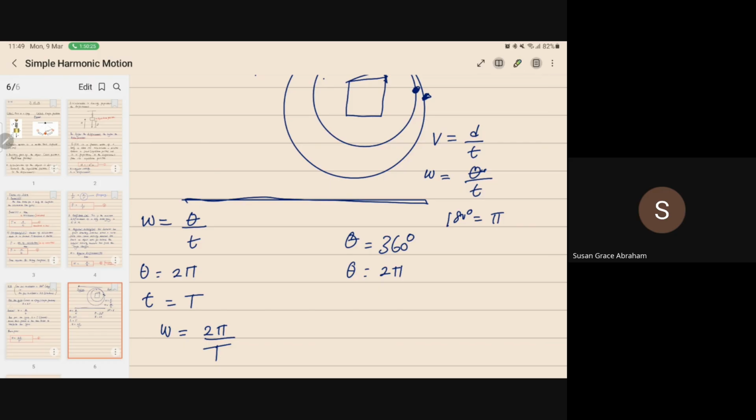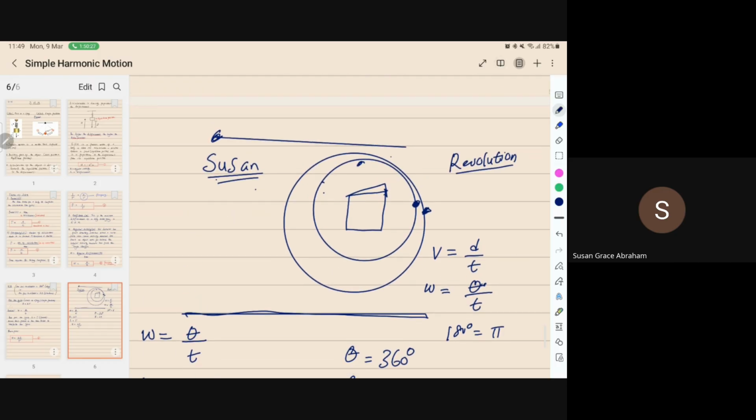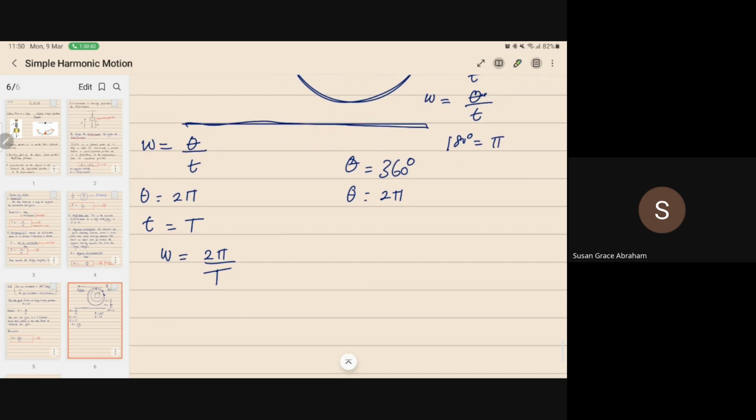But for the angular velocity as he is traveling at every point in time, when he was here, to calculate the angular velocity here, you just use theta over t. But when he runs and returns back to that point again, that angular velocity will now be 2 pi over T. Does it make sense now, Susan?